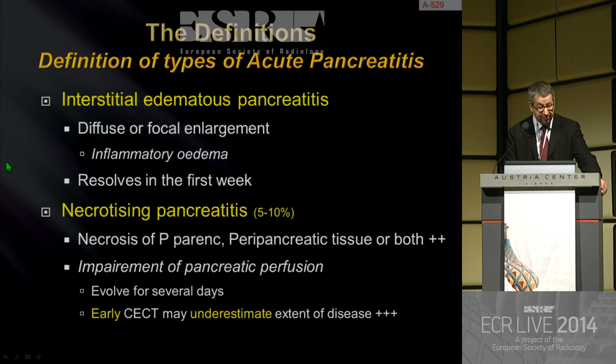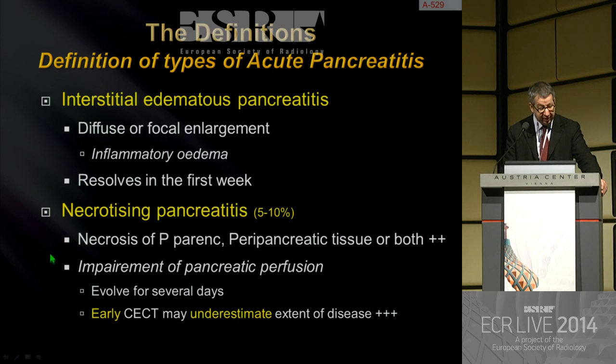On the other hand, necrotizing pancreatitis, which is much less common, will cause impairment of pancreatic perfusion, and that lack of pancreatic perfusion will cause necrosis. And that necrosis can be located in the pancreatic parenchyma, in the peripancreatic tissue, or in many cases in both. And we will emphasize that important point because there is much confusion about location of necrosis and the term that could be chosen for that.